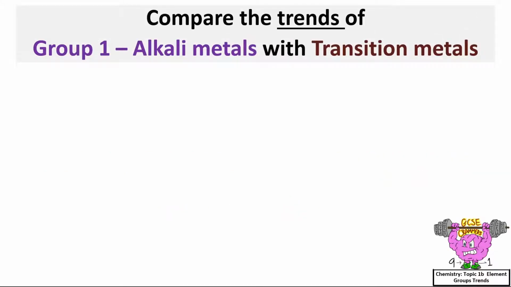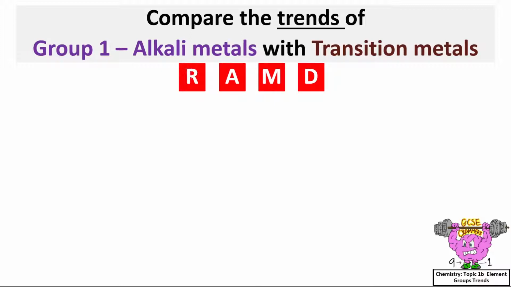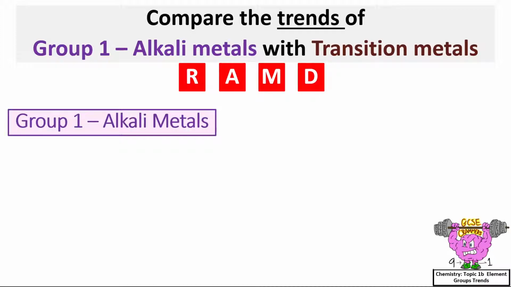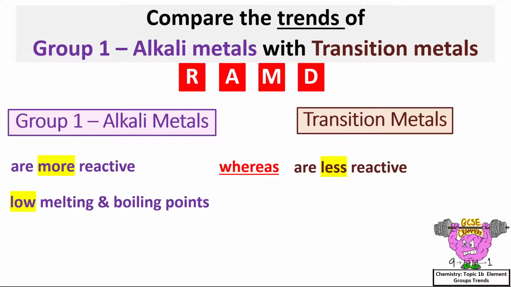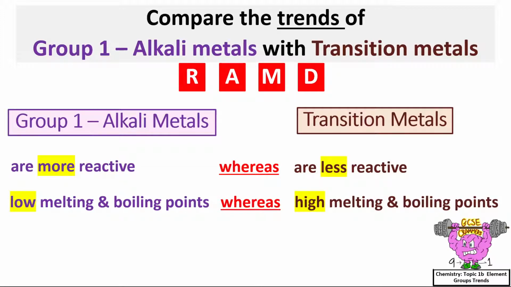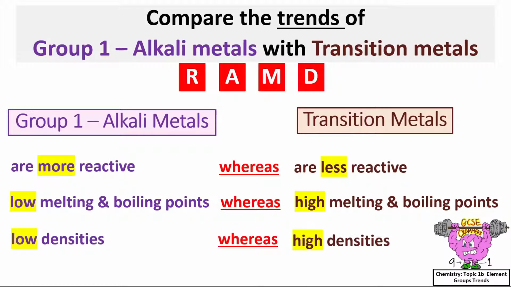Compare the trends of Group 1 alkali metals with transition metals. Remember the acronym for trends, RAMD. R for reactivity, A for the atomic mass, M for melting points, and D for densities. Group 1 alkali metals are more reactive, whereas transition metals are less reactive. Alkali metals have low melting and boiling points, whereas transition metals have high melting and boiling points. Alkali metals have low densities, whereas transition metals have high densities.